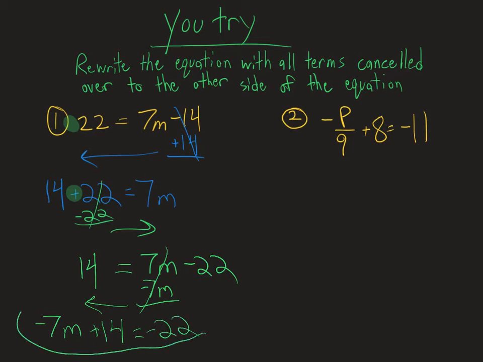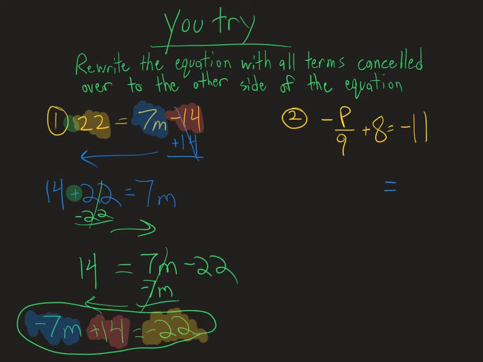Now, this is kind of the longer version because I just want you guys to get the idea. Notice that each term that moved has its sign switched. So let's do the shortcut version. 7m became -7m to move it across. 22 became -22 to move it across. And -14 became +14. So if we were to shortcut and streamline this idea, watch what happens.